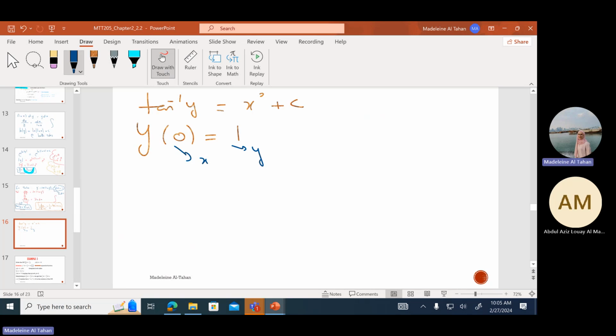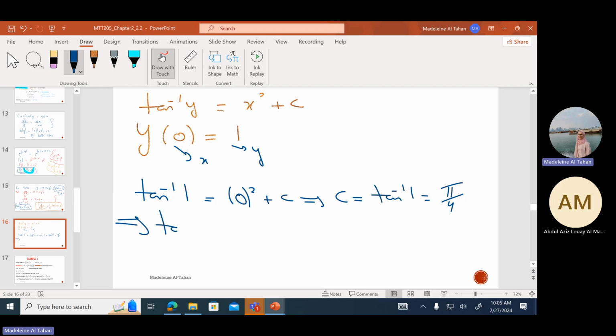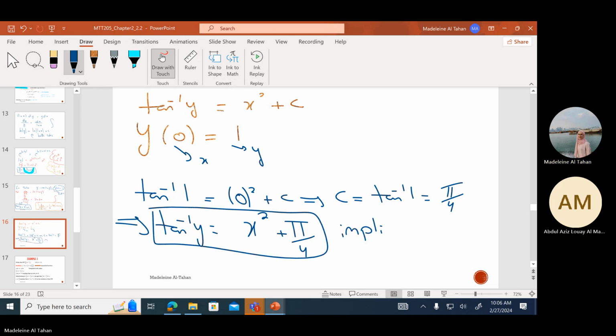Tangent inverse 1 is equal to 0 squared plus C. It means that C is equal to the angle whose tangent is 1. Which angle has a tangent of 1? C is pi by 4, right? What's tangent pi by 4? Tangent 45 degrees is 1, right? But we write it in pi. So how can we write now our answer? Tangent inverse y is equal to x squared plus pi over 4. This one, what do we consider it? Implicit solution.